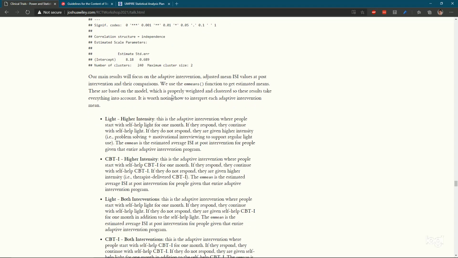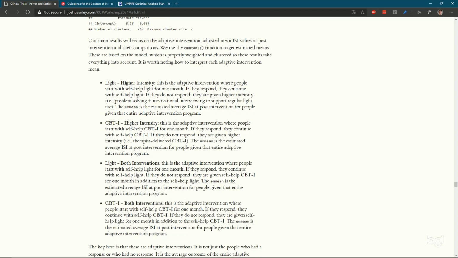It's worth noting how to interpret each of the adaptive intervention means that we're going to see. One of them is start with light and then get the higher intensity version of that. This is the adaptive intervention where people start with self-help light for 1 month. If they respond, they continue with self-help light for another month. If they do not respond, they are given higher intensity light, which is basically problem solving and motivational interviewing to support regular light use. The EM mean is the estimated average ISI at post-intervention for people given that entire adaptive intervention program. So it combines responders and non-responders who all would have taken part of that stepped care intervention program. So it's the overall what happens to people who start that adaptive intervention model.